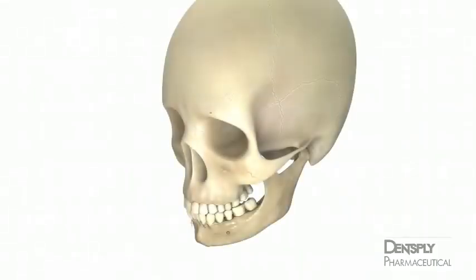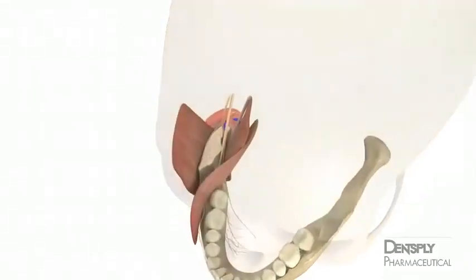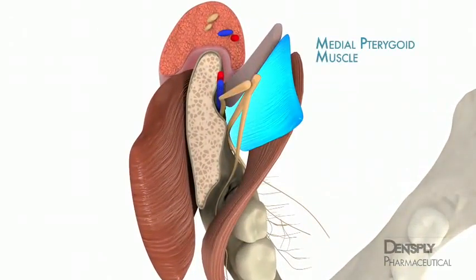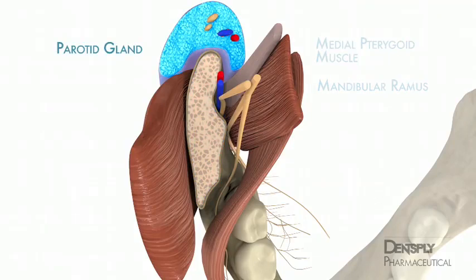perfect mandibular anesthesia. The pterygomandibular space, as seen in this transverse section across the ramus of the mandible, is bounded medially by the medial pterygoid muscle, laterally by the mandibular ramus, posteriorly by the parotid gland, and anteriorly by the oral mucosa, submucosal connective tissue, and buccinator muscle.